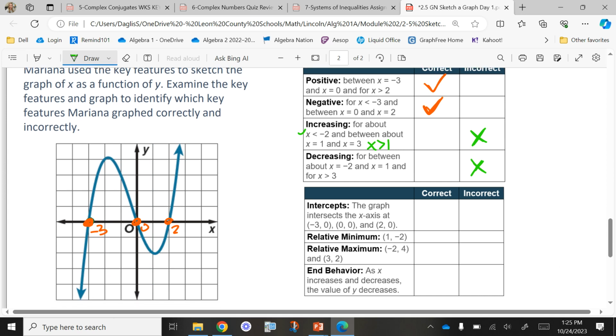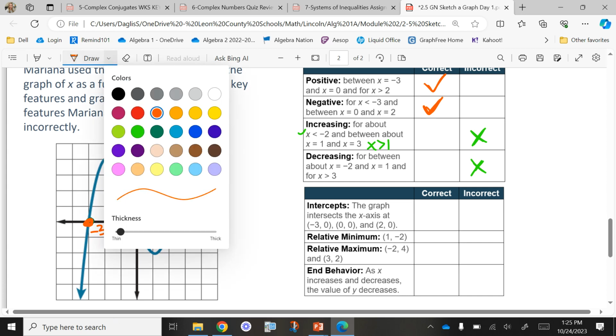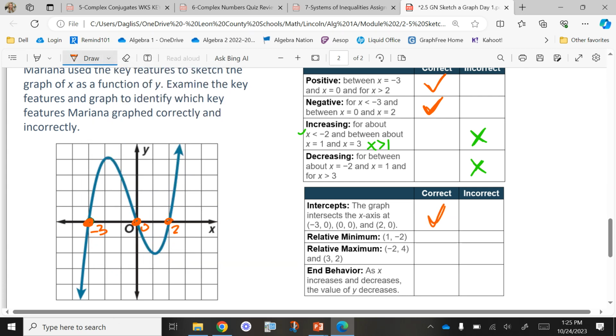All right, next little bit. We're talking about intercepts. The graph intersects the x-axis at negative 3, 0, and 2. Do you agree with that? Yes. We actually already plotted those points, didn't we? Because we used it for the beginning. So yeah, that is correct.